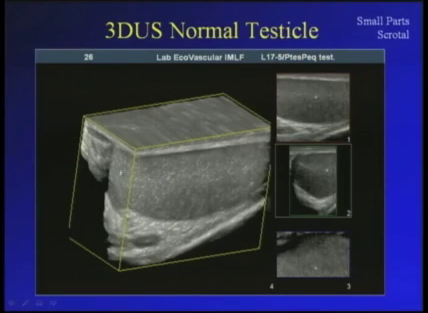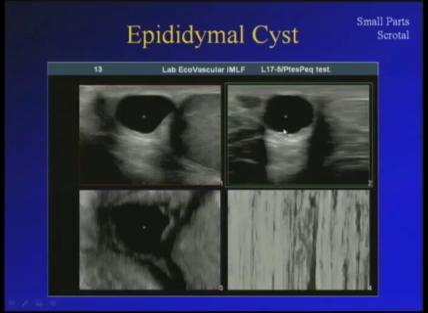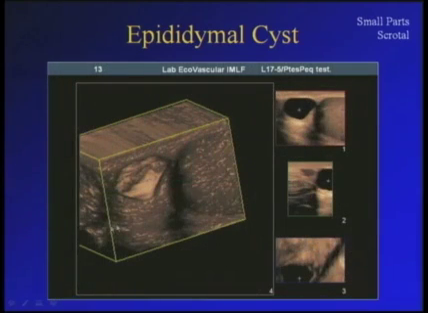Another image, but now combining volumetric and surface mode. This is the scrotal surface, and this is again the testicle, normal testicle. This is upper pole, lower pole. This is anterior, and this is posterior. An example of an epididymal cyst, an anechoic image, and this is the multiplanar reconstruction, and then we have the combination of volumetric with surface mode inside.